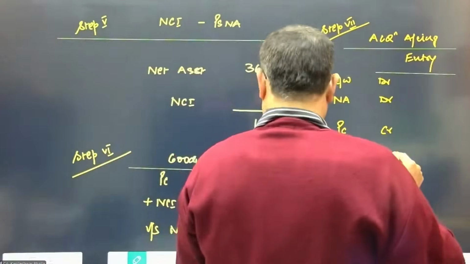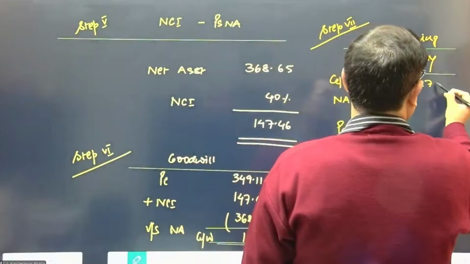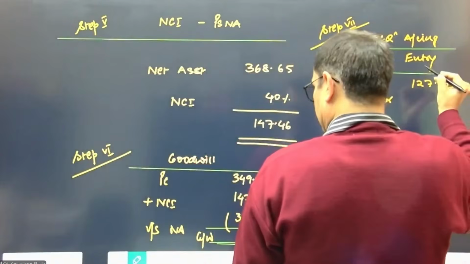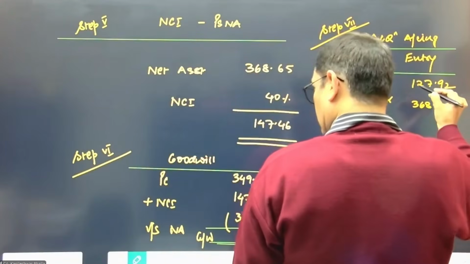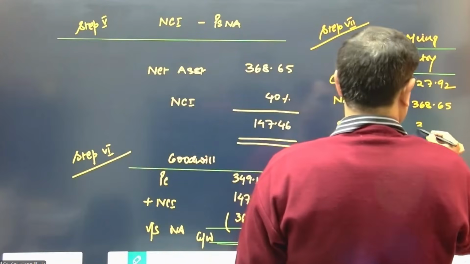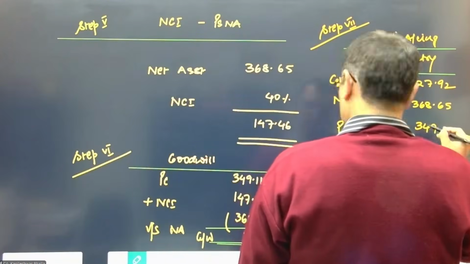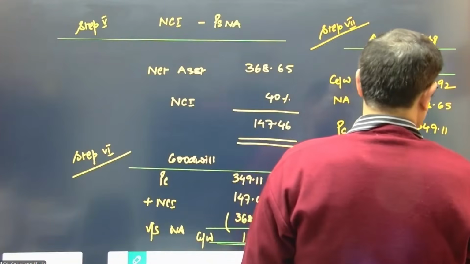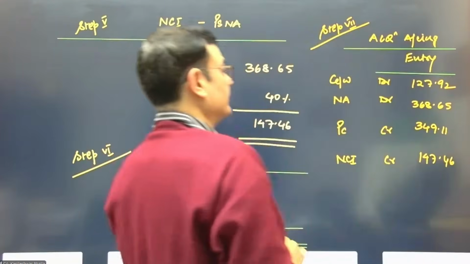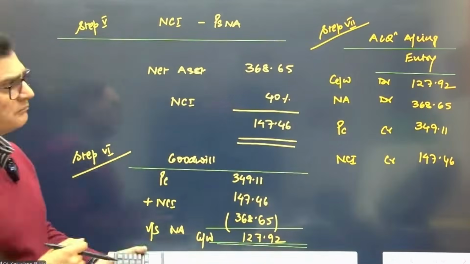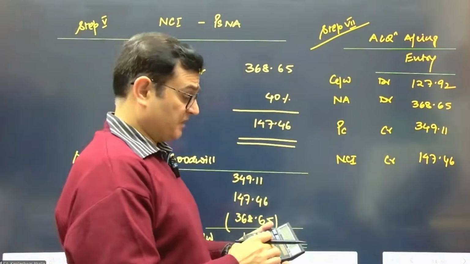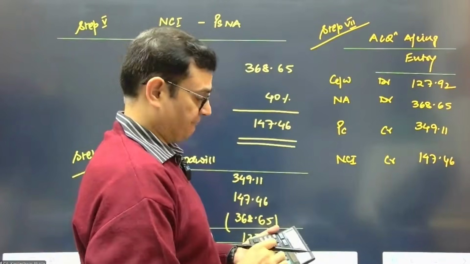So goodwill is 127.92. Net assets is 368.65. Purchase consideration is 349.11. And NCI is 147.46. The entry should undoubtedly tally, but you should still cross verify once.